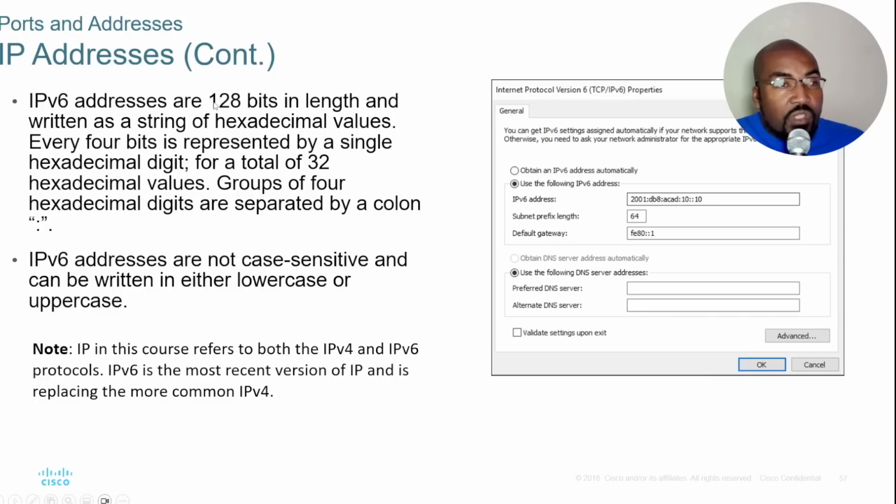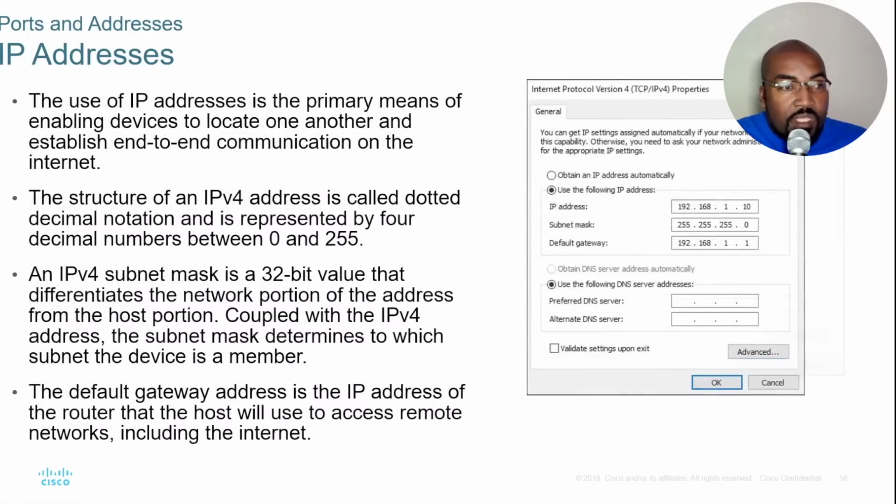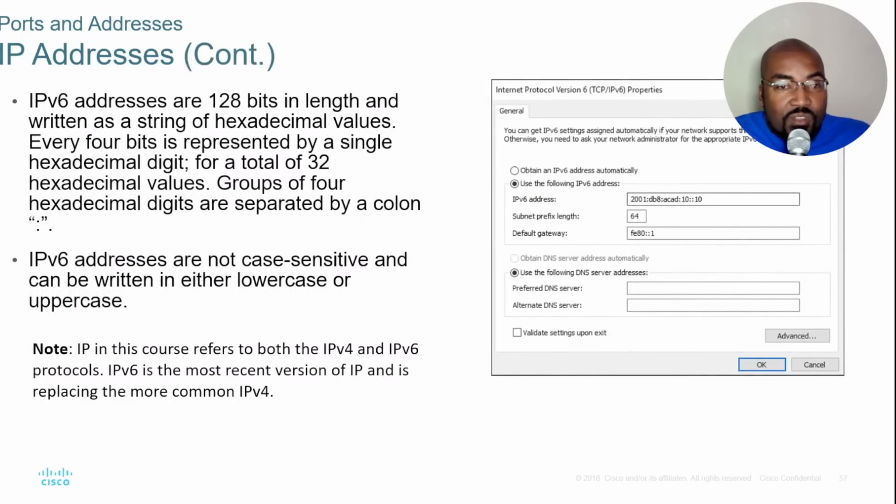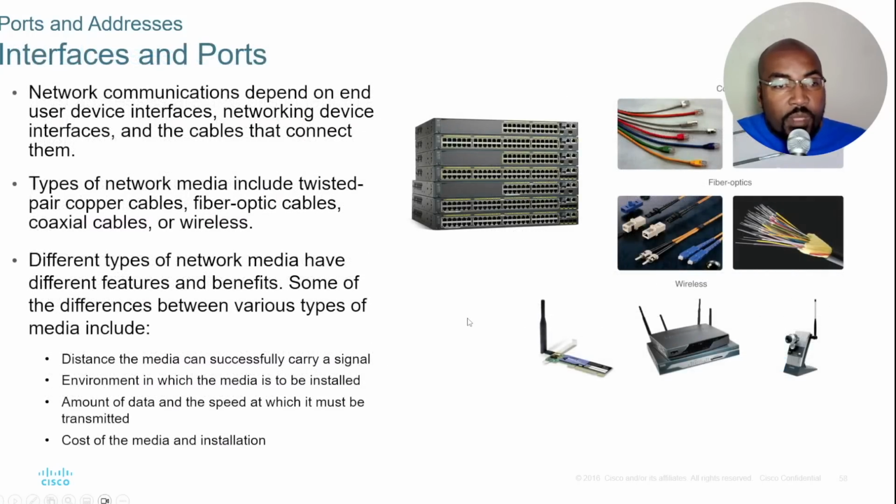IP version 6 addresses are 128 bits in length. Every 4 bits is represented by a hexadecimal digit, for a total of 32 hexadecimal values. So it gives you a little bit more information. IP version 4 would be kind of like a small house on the street. IP version 6, just think of it as a big mansion or a big building. There's just a whole bunch of information there.